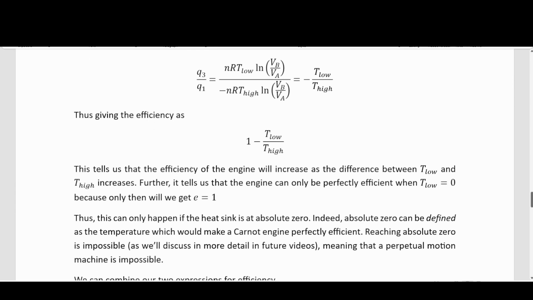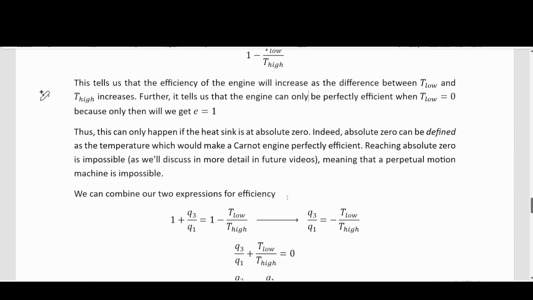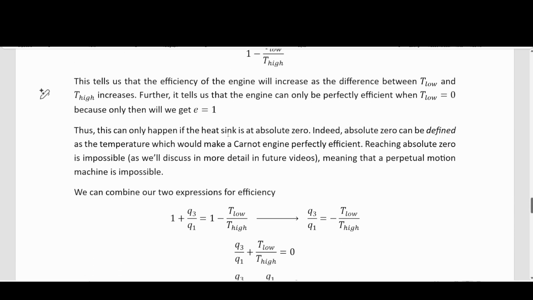This tells us that the efficiency of the engine will increase as the difference between T low and T high increases. So we need to have a bigger difference in temperature between our heat reservoir and our heat sink. Further, it tells us that the engine can only be perfectly efficient when the heat sink is equal to 0. So the temperature of the heat sink has to be equal to 0, because only then will this term right here go to 0, and that gives us the efficiency of 1. Thus, this can only happen if the heat sink is at absolute 0.